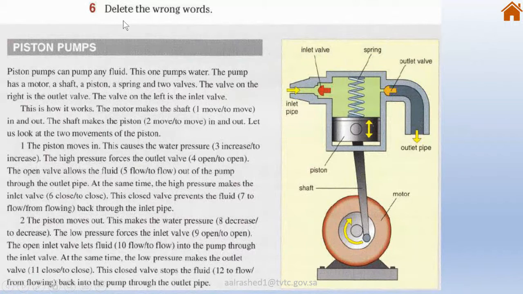Okay, and exercise 6, we need to delete the wrong words. So we have a multiple choice exercise. So choose either "move" or "to move", for example. We have from 1 up to 12, so we have 12 multiple choice questions. Again, we'll go through this vocabulary. So we have inlet valve, inlet pipe, spring, this is the spring, outlet valve, outlet pipe, piston, shaft, motor.